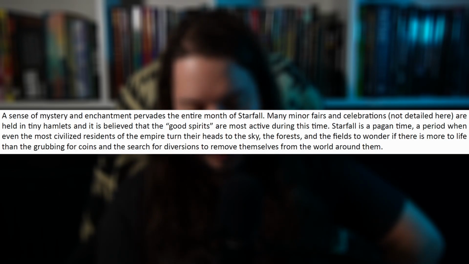So the next bit is just a little blurb on the month itself, as well as some of its traits. To give you a quick summary of Starfall: a sense of mystery and enchantment pervades the entire month of Starfall. Many minor fairs and celebrations are held in tiny hamlets, and believe that the good spirits are most active during this time. Starfall is a pagan time, a period when even the most civilized residents of the Empire turn their heads to the sky, the forests, and the fields to wonder if there is more to life than the grubbing for coins and the search for diversions to remove themselves from the world around them.